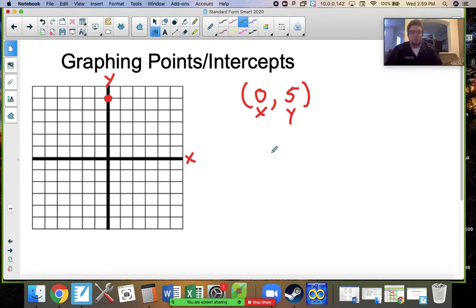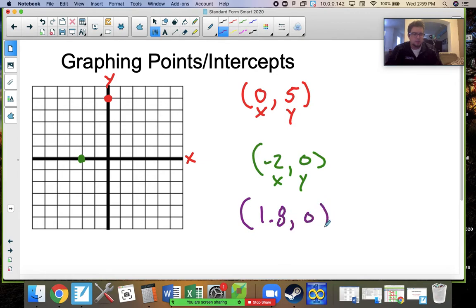If I want to plot the point -2, 0, that's -2 on the x-axis, 0 on the y, so -2, and then 0. If I have one of those decimals, let's say I have 1.8, 0, I'm going to make it a positive instead of a negative. So 1.8 on the x-axis, so here's 1. It's not quite 2. Got 1.8. It's going to be right about there.